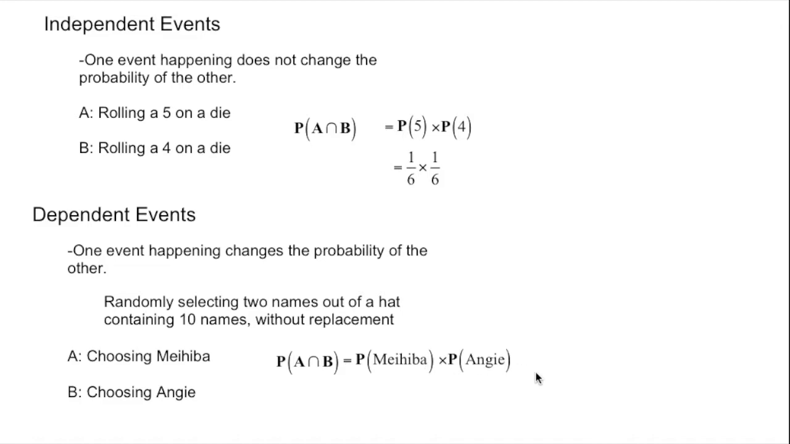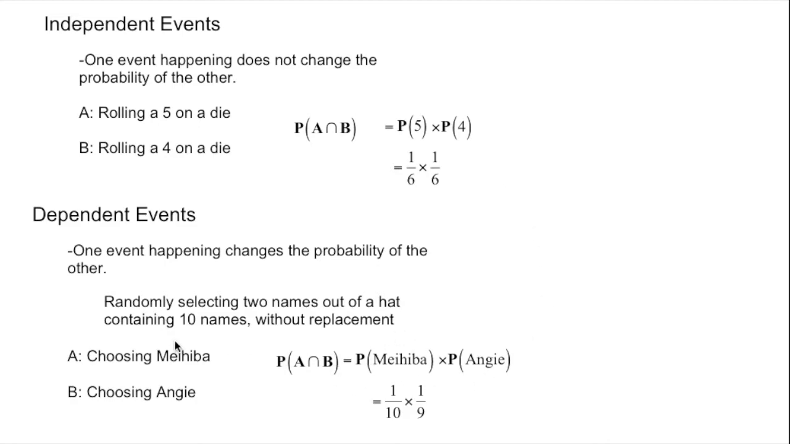Because we're pulling them out of a hat and we're not putting them back, the probability of choosing Mahiba, well, Mahiba is one name out of 10 names in the hat. Then, because you're not putting Mahiba's name back in, she can't be president and vice president, now there's only 9 names in the hat. The probability of choosing Angie is 1 out of 9. This circumstance would be dependent events, whereas up here, that would be independent.